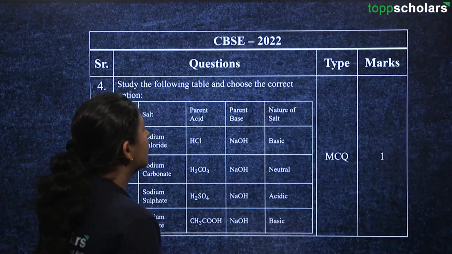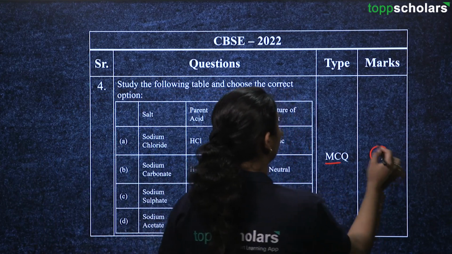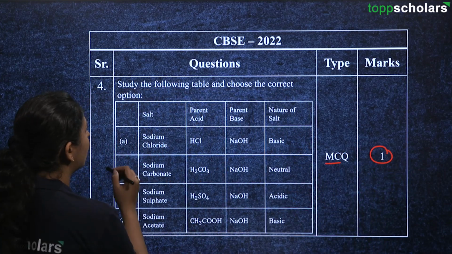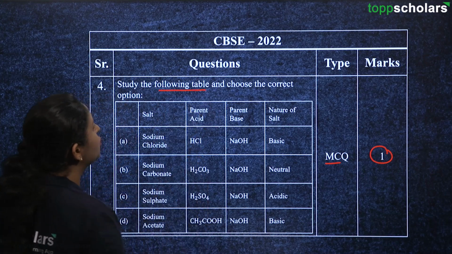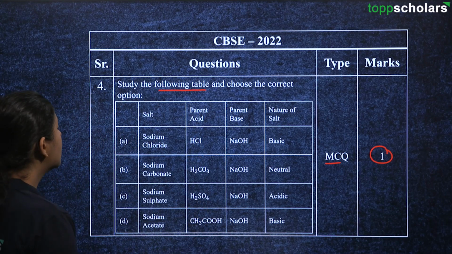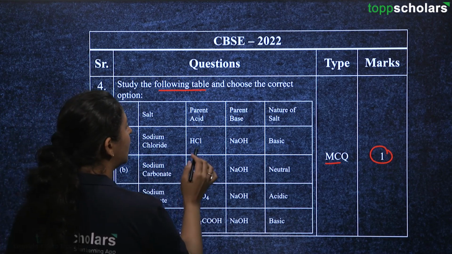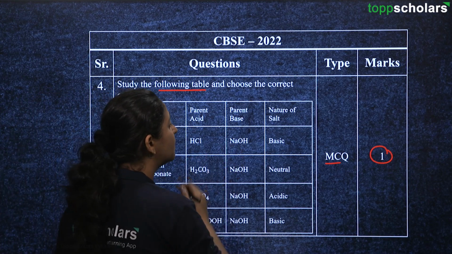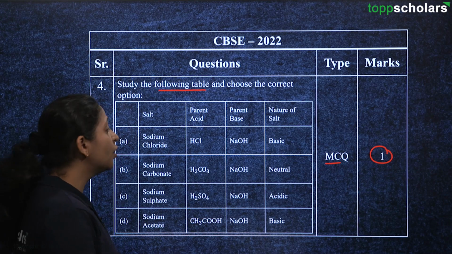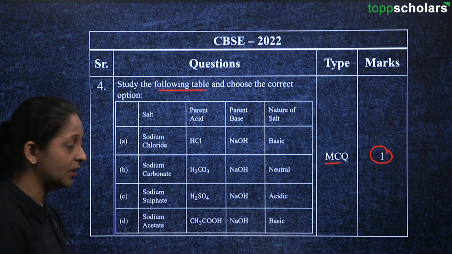The next question is again a multiple choice question holding 1 mark for you. So let us look at the question here. We have to study the table and choose the correct option from the below. Sodium chloride. So you have the parent acid such as NaCl and sodium hydroxide, and the nature of the salt which is produced is basic in nature.